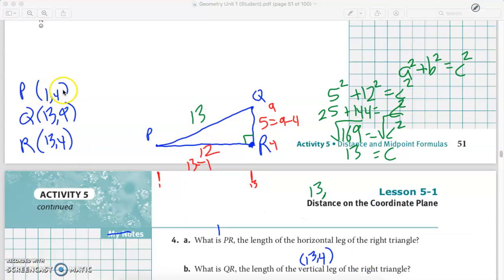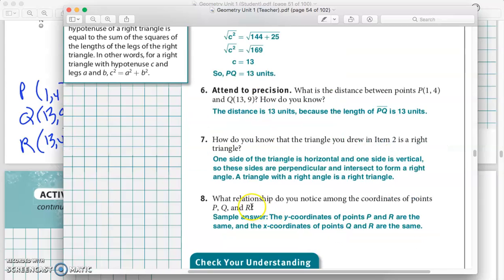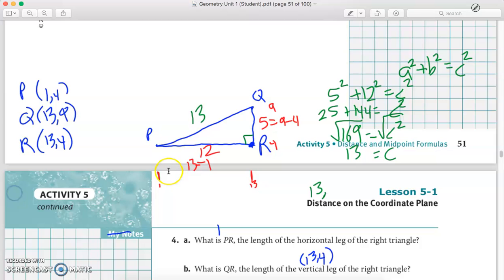Alright, so hopefully you noticed that point P and point R share the y-coordinate. Both of their y-coordinates are 4. And for Q and R, both of their x-coordinates are 13. So that's hopefully what you noticed. That's what the answer says: the y-coordinates of P and R are the same, and the x-coordinates of Q and R are the same.